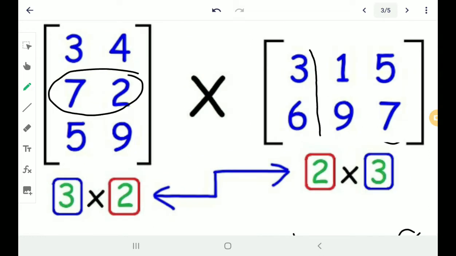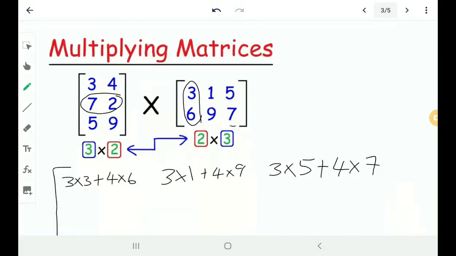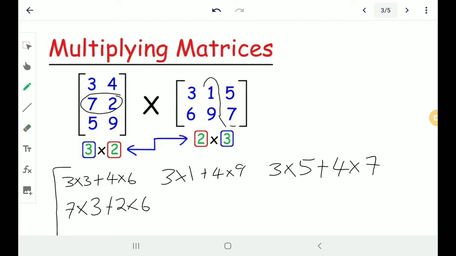by the first column. So what would we end up with now? 7 times 3 plus 2 times 6. And then we're going to go to the other elements. Alright, so the second row now by which column? Very good, by the second column. So it's going to be 7 times 1 plus 2 times 9.